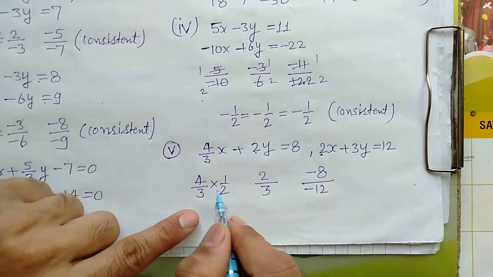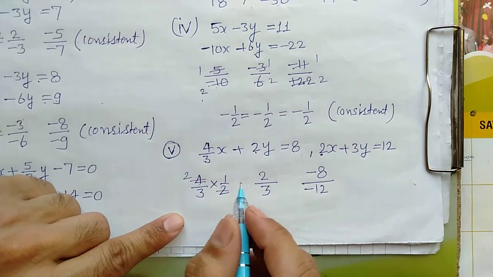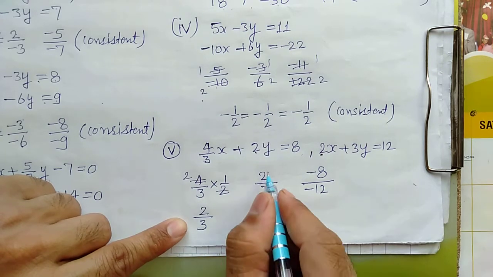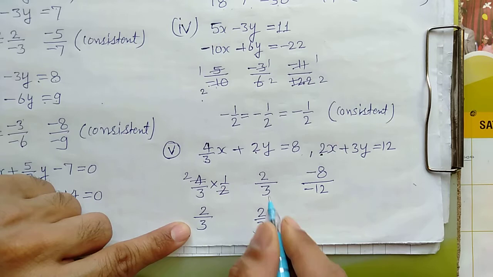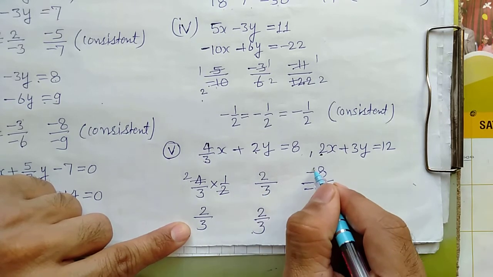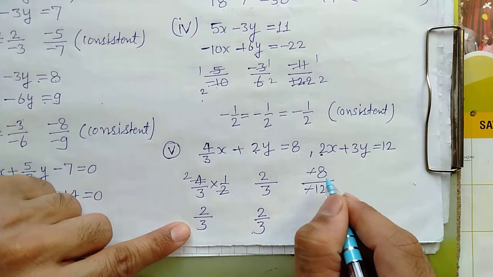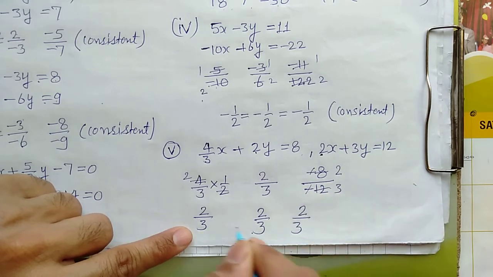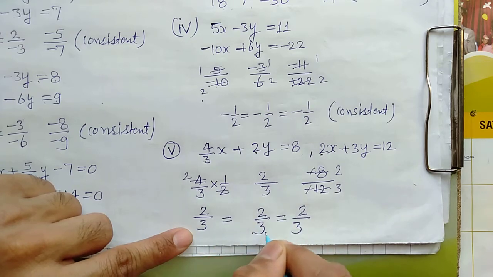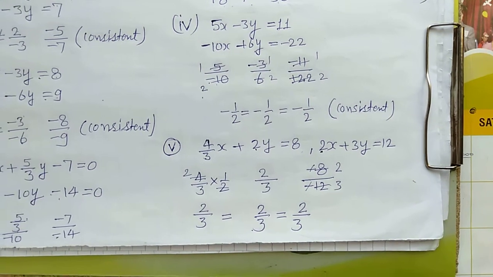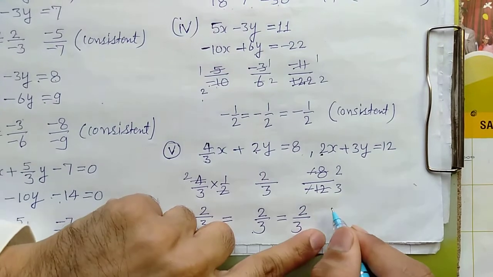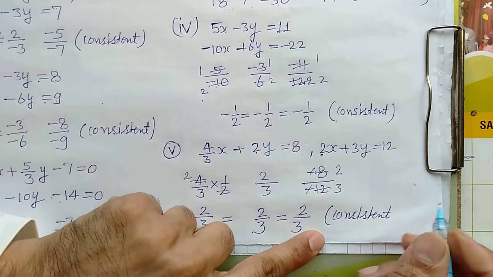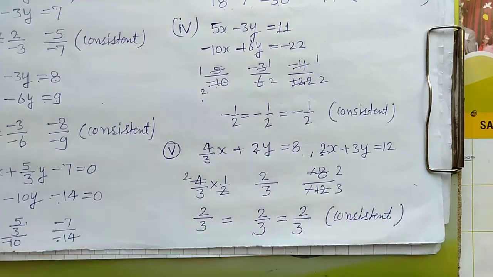12. Now let's check. 2 ones are 2, 2 twos are 4. This is 2 upon 3. A1 upon A2 is 2 upon 3. This B1 upon B2 is already 2 upon 3. This minus and minus cancel. 4 twos are 8, 4 threes are 12. This is also 2 upon 3. A1 upon A2 equals B1 upon B2 equals C1 upon C2. It means they are coincident lines, which means we can say these are consistent. Okay, like this we have to solve.